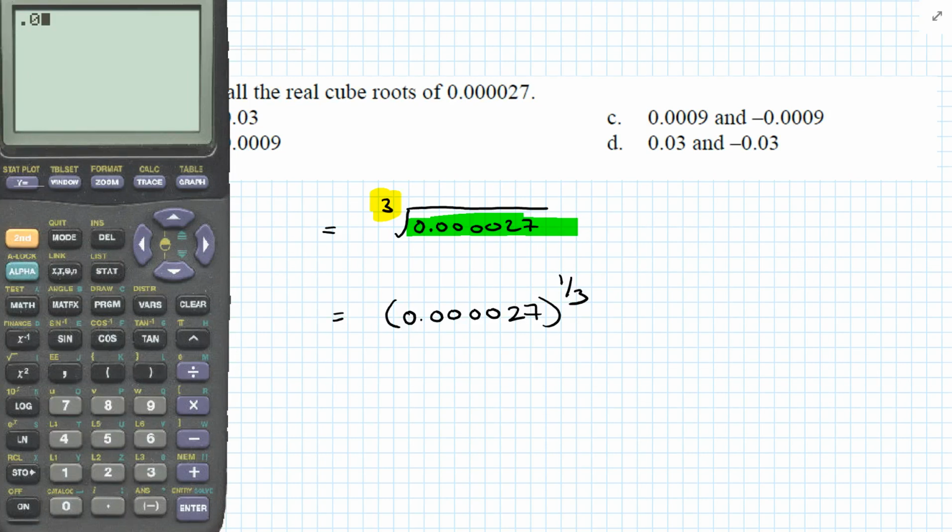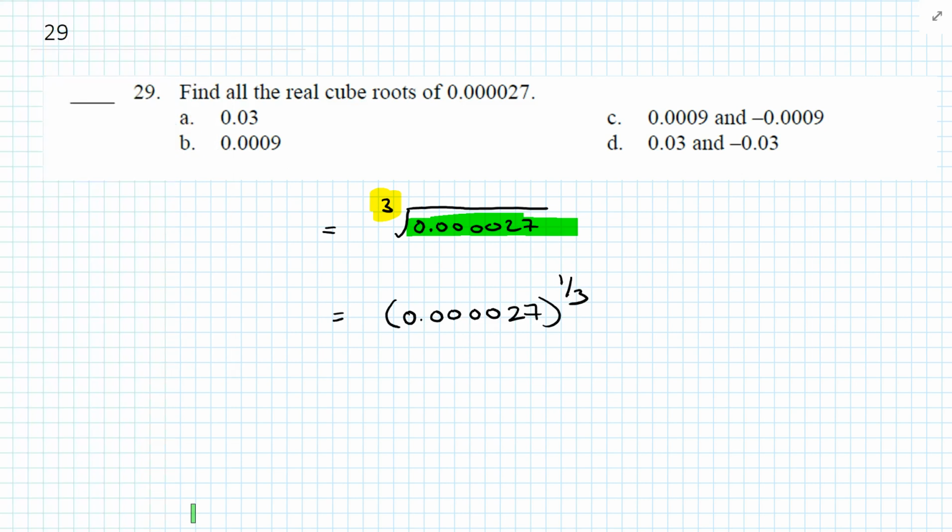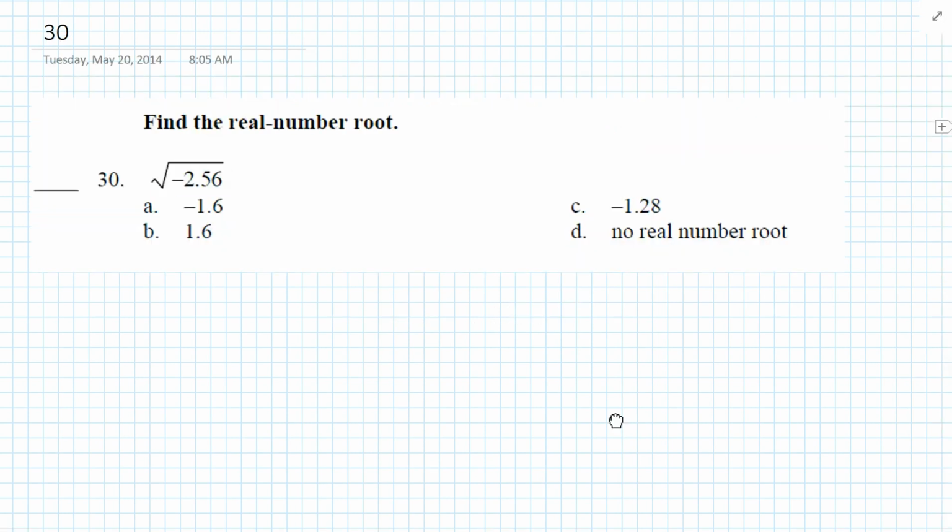So 0.000027 raised to the 1/3 power. We get 0.03. So again, since it's an odd index, there's only one solution. The answer is A. 30.